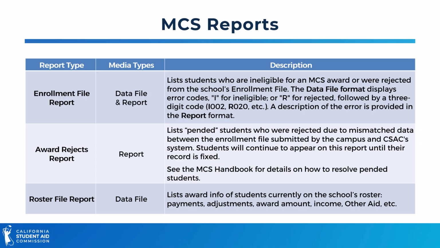The Enrollment File report is available in both a data file and a report media type, and it lists the students who are ineligible for an MCS award or who were rejected from the school's enrollment file. The Award Rejects report is available only in a report format and identifies students who were rejected due to mismatched data between CSAC system and the enrollment file submitted by the school. Finally, the roster file report is available only in a data file and lists all award info for students currently on the school's MCS roster.